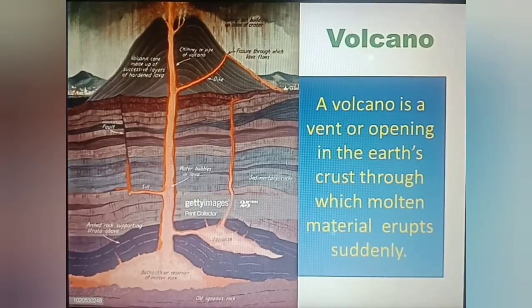Volcano. A volcano is a vent or opening in the earth's crust through which molten material erupts suddenly.